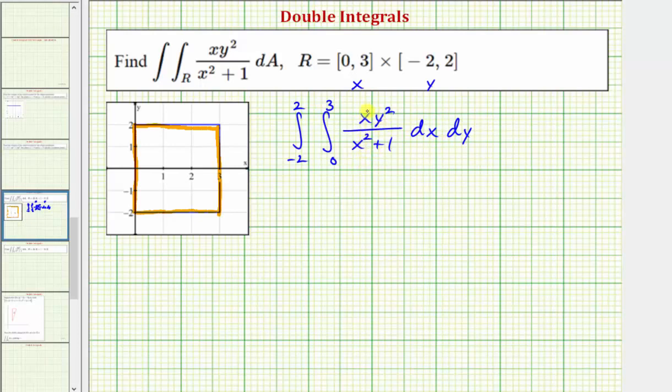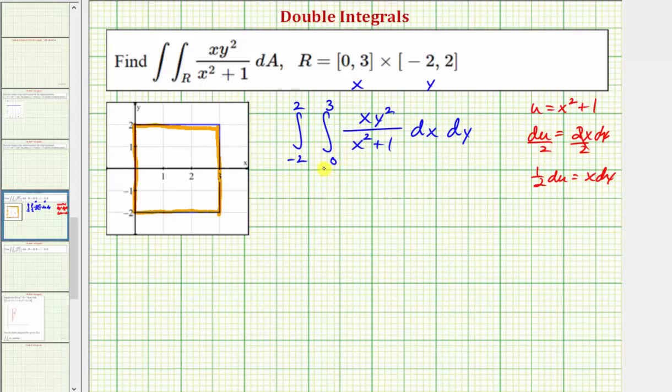Notice how we have a factor of x in the numerator, and we have x squared plus 1 in the denominator. So we'll let u equal the denominator of x squared plus 1, which means differential u is equal to 2x dx. Notice how we do have a factor of x dx. Let's go ahead and divide both sides by 2. So now we know that 1/2 differential u is equal to x dx.